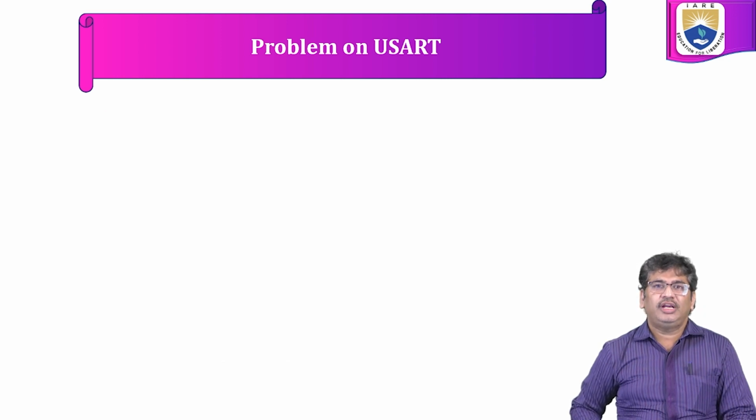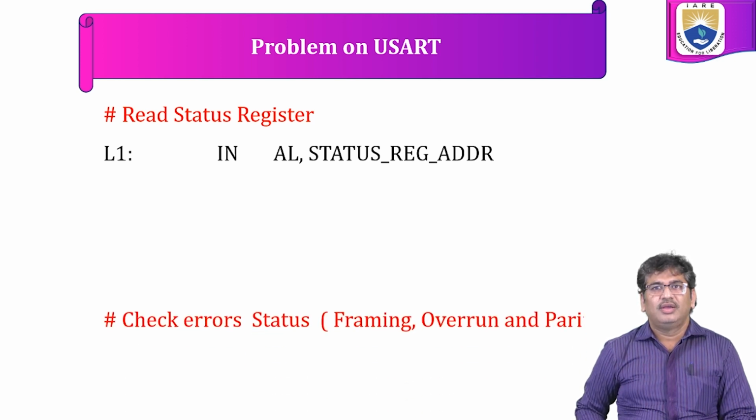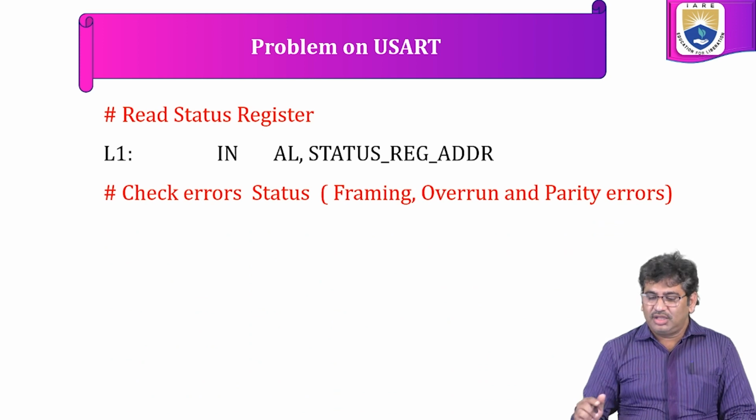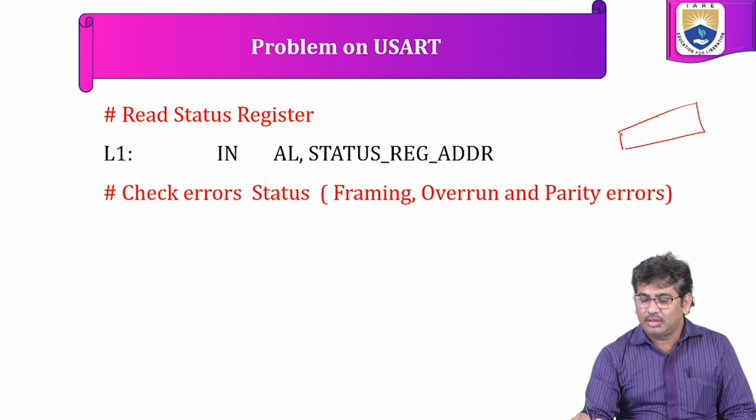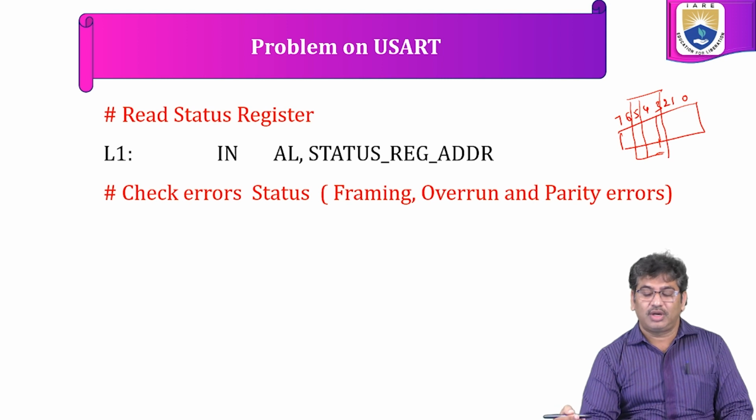The next step is we want to read the status register. For reading the status register, we use IN AL comma status register. In the status register, first we will check whether any errors are there or not, as well as whether the receiver is ready. These two things we have to check. For checking errors, in the status register the third bit, the fourth bit and the fifth bit are required for checking whether any errors occurred during receiving.